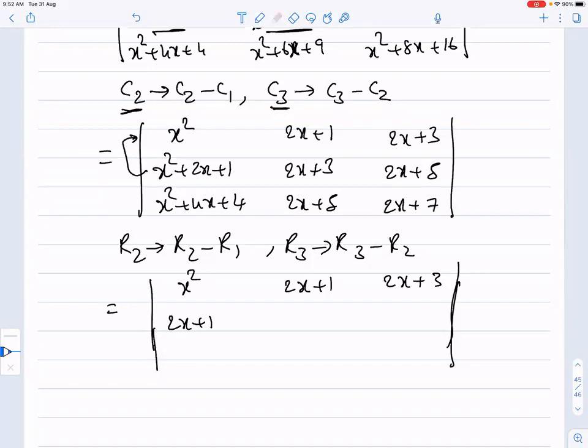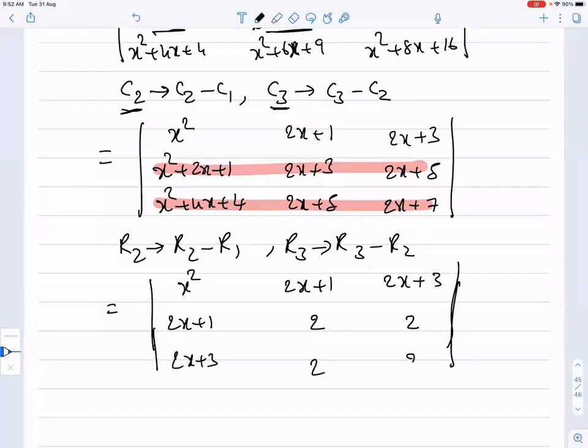You understand, right? This row minus this row, corresponding elements you need to do. 2x plus 3 minus 2x plus 1. That is 2. 2. Similarly, now I'll do R3 goes to R3 minus R2. So 2x plus 3, 5 minus 3, 2, 2x, 2x cancel, 7 minus 5, 2, 2x, 2x cancel. Any doubt, students? No, sir. Next.